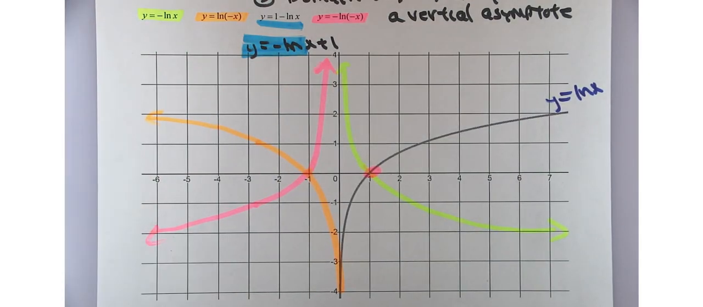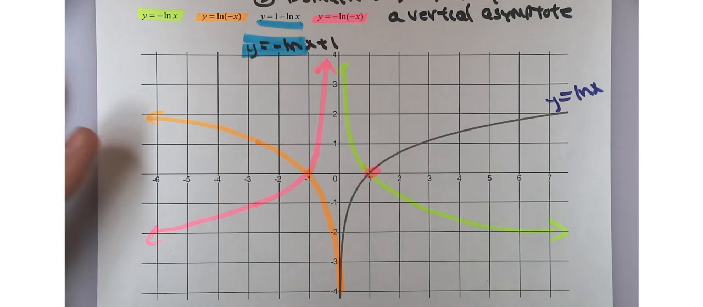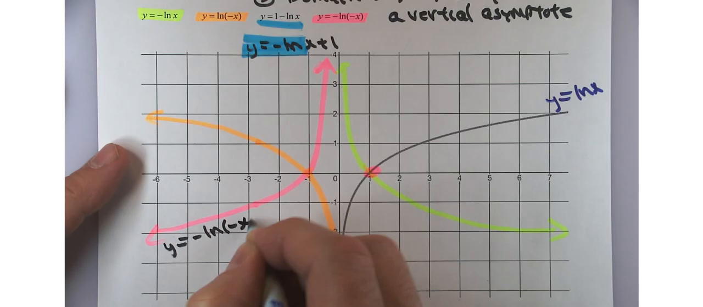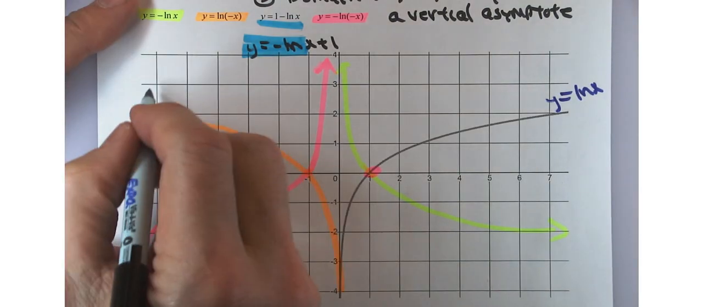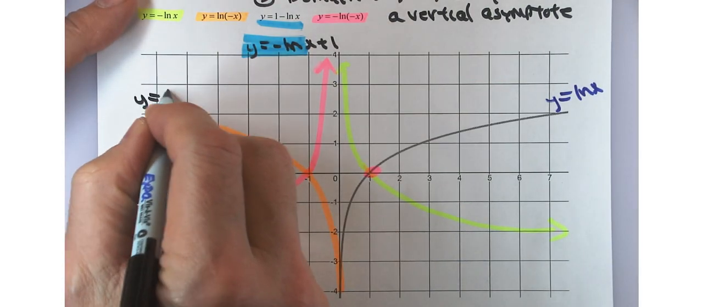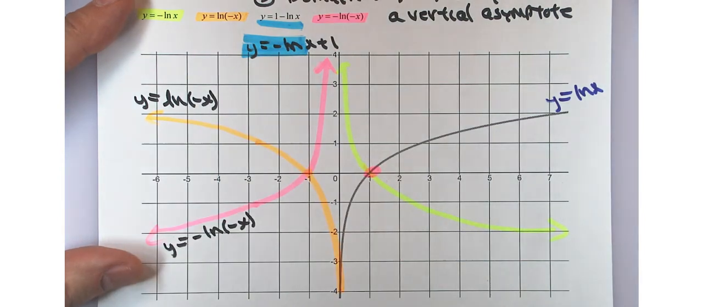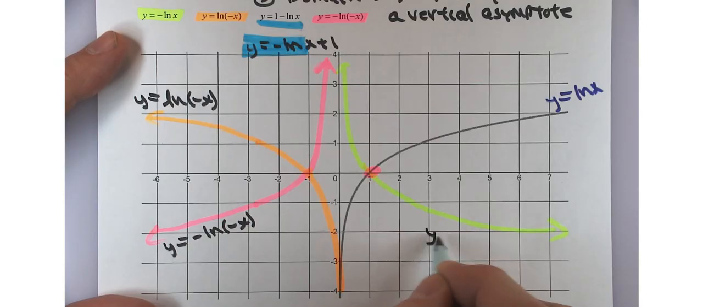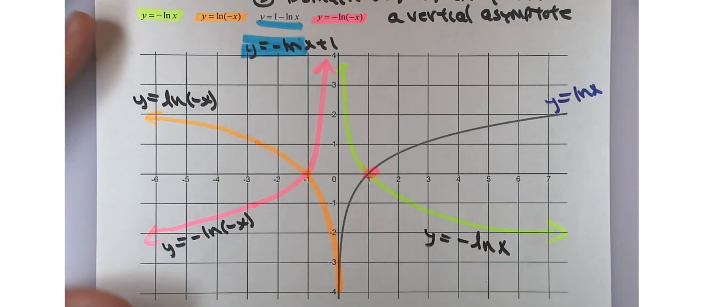Is there a way I can take some of my existing work and just change it a little bit? Let's see, this was y equals negative ln of negative x. This was y equals ln of minus x. And this is y equals minus ln of x. Is there a way I can get this last graph without having to start all over?